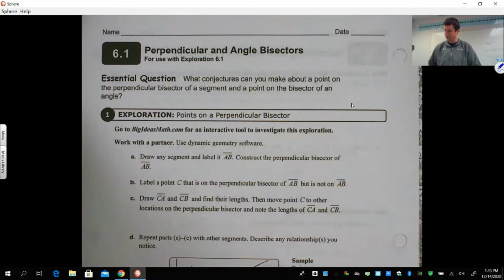Hello, Geometry. Chapter 6, Lesson 1. We are starting the last chapter before we've reached the midpoint of the textbook. Our goal is to get all the way through Chapter 12, so we'll be halfway there once we get done with this one. This chapter deals a lot with angles and circles and triangles, putting all those different things together.